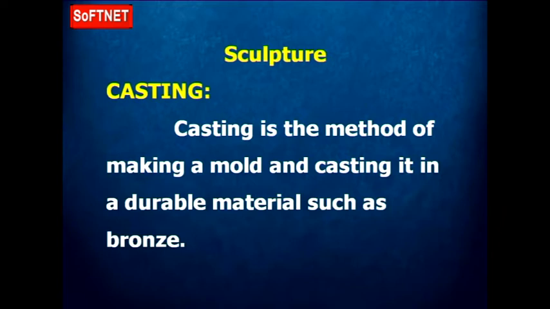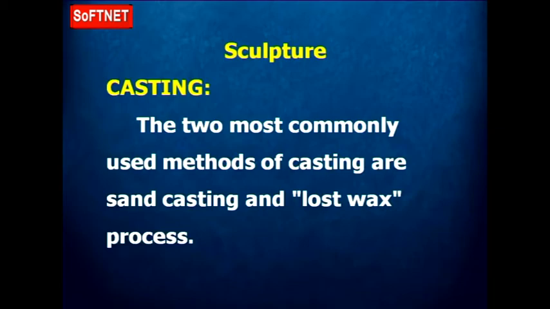So first you make a mold from the sculpture, and cast it in a durable material such as bronze. You make a mold of the sculpture, and then in that mold you fill or use a casting material, right? There are two different methods of casting. One is lost wax casting, another is sand casting, right? Traditionally, lost wax casting is extensively used.